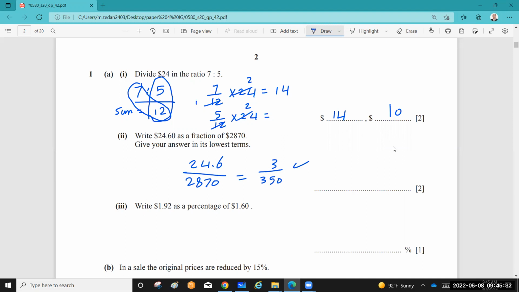Number 3, write 1.92 as a percentage of 1.6. The first number 1.92 divided by 1.6 times 100 gives you a percentage. The answer is 120%. The value is here, the fraction 3/350, and it is already in the simplest form.